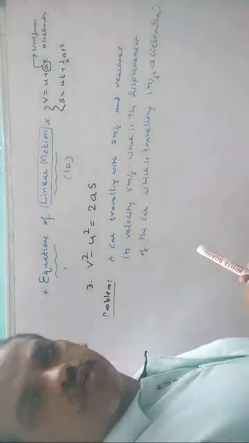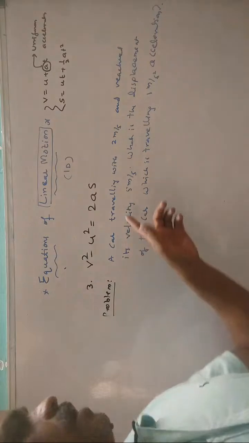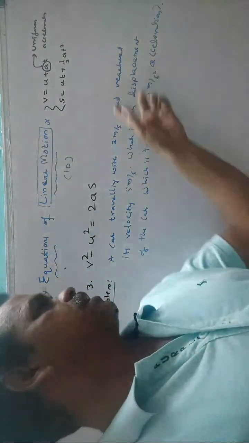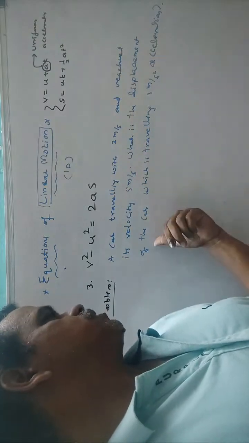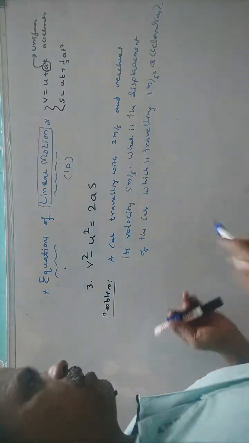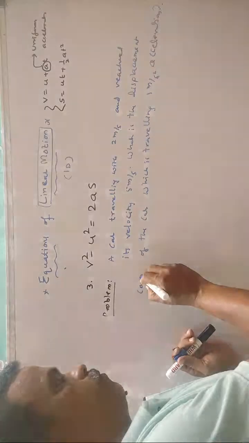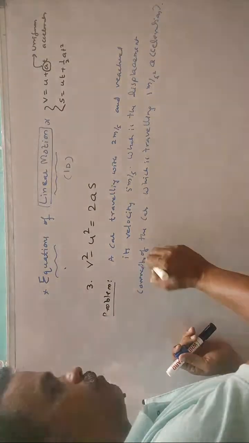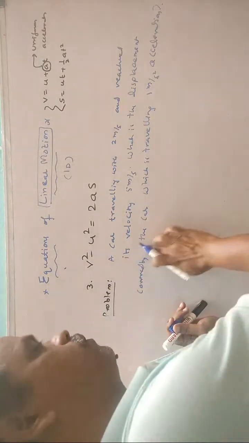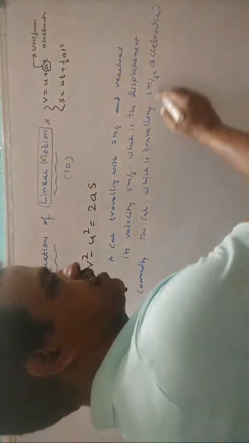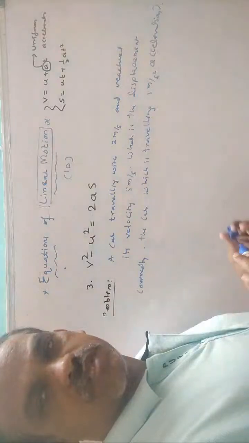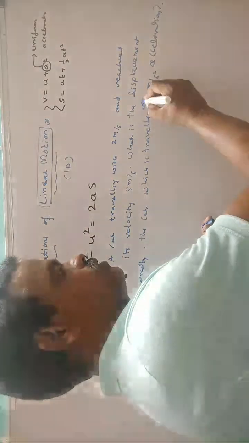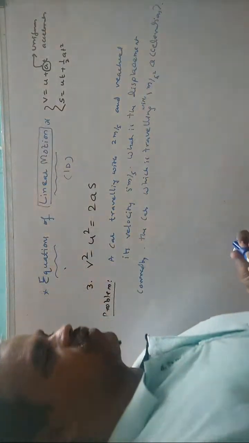This is a question. What is the question I have given to you? A car traveling with 2 meters per second reached its velocity of 5 meters per second. What is the displacement covered by the car, which is traveling with 1 meter per second square acceleration?